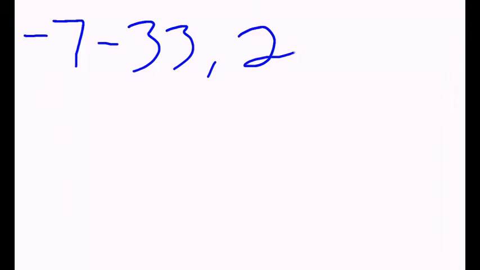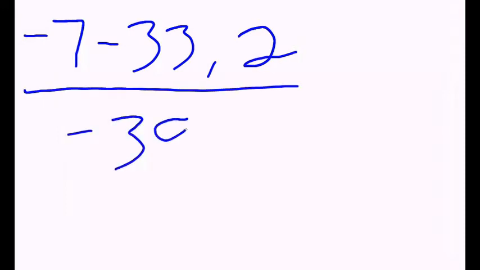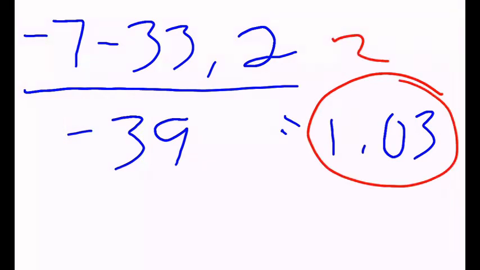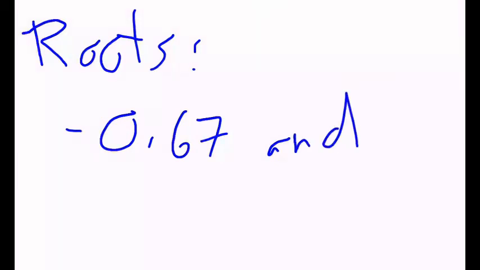Let's do the other way now. And we had negative 7 minus 33.2 divided by negative 39. Do that into our calculator and that'll give us 1.03. So that should be our second root. So let's just put our final answer here. And it is the roots are negative 0.67 and 1.03. Good. Next, I'm going to do it on a calculator, and I'll attach the videos together.